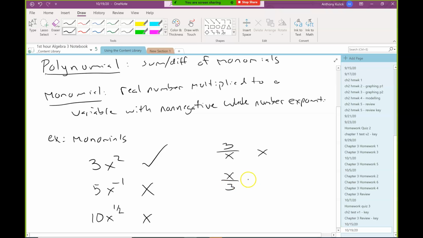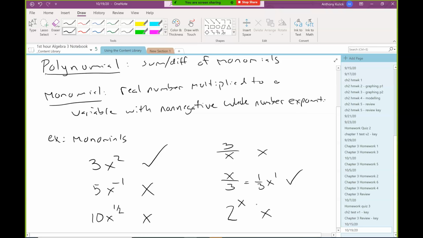Although x over 3, think about that as like 1/3 x to the first. So x's in the numerator of a fraction are okay, but you can't have x's in the denominator. And something like this is not a monomial because the exponent is a variable, not a non-negative whole number. So just some quick examples of things that are monomials and aren't monomials. Does that all kind of ring a bell? And I think that's about where we had left off, right?